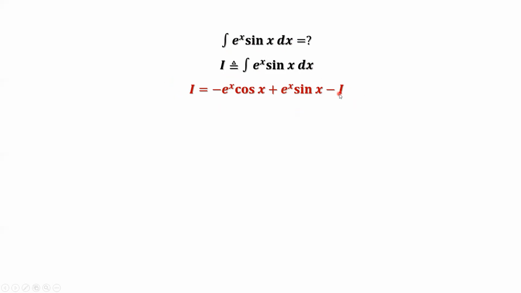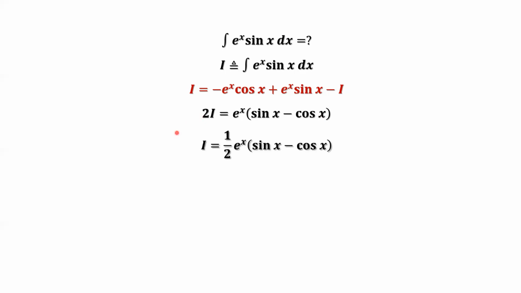Yes. Move this negative I to the left-hand side. We have two I's. Two I's equals, we can factor e to the power x out. Then we have sine x here, and a negative cosine x here. How to get rid of 2? Both sides divided by 2. We find I. I equals 1/2 times e to the power x, then times sine x minus cosine x. This is the answer. Don't forget the constant term here.